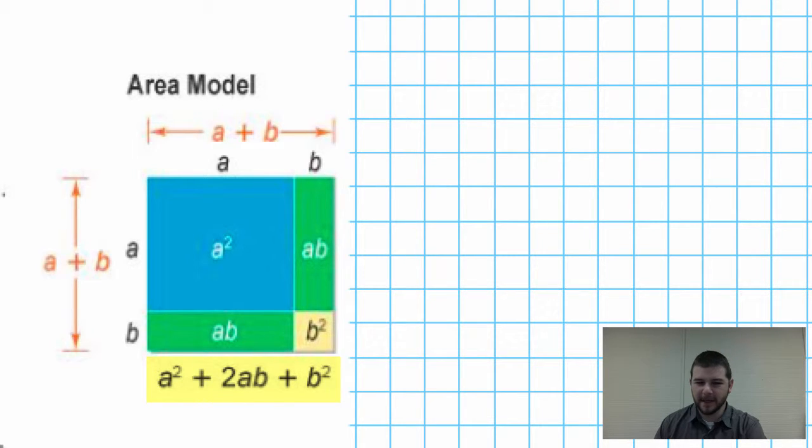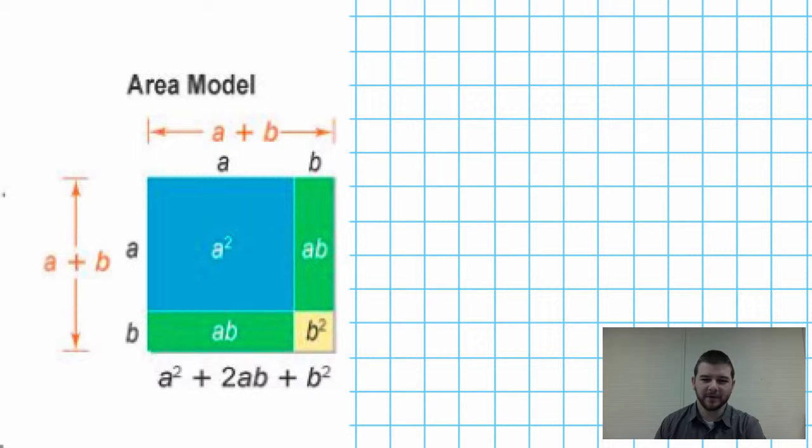ab plus ab, the two green rectangles. Well, there are two of them, so that explains the 2 times the product of our two terms. ab is the product of our two terms, and there are 2 green rectangles there. And finally, b squared represents our second term squared. Adding them all together, we have a squared plus 2ab plus b squared.